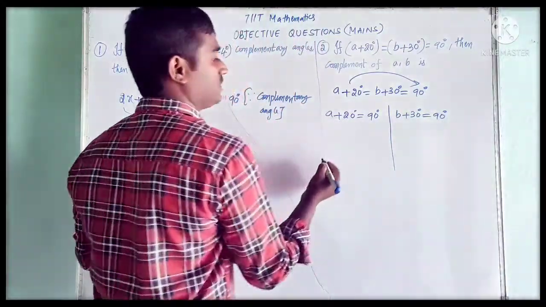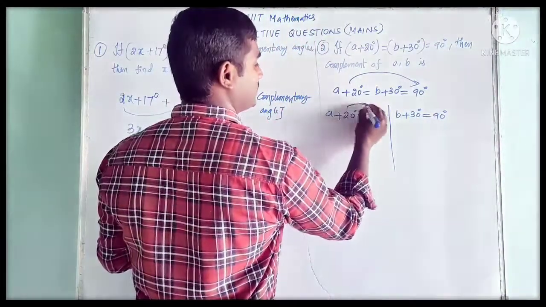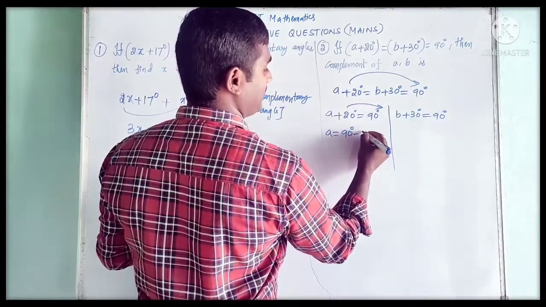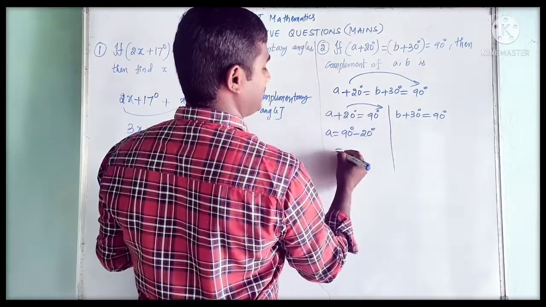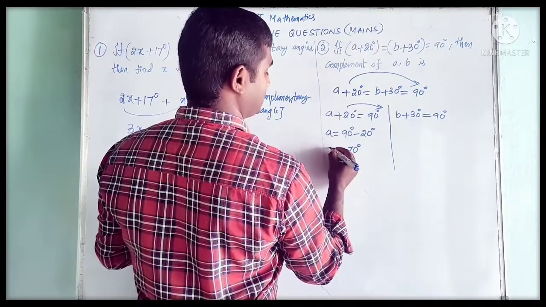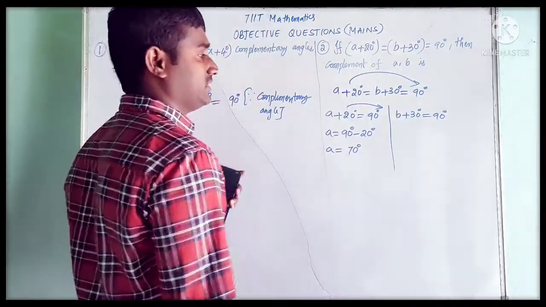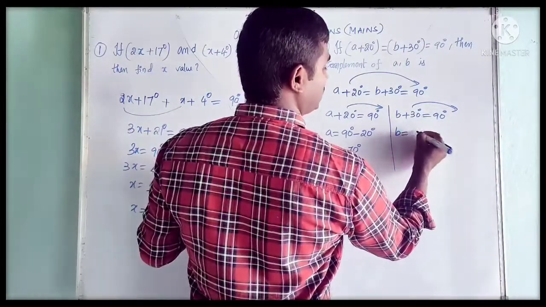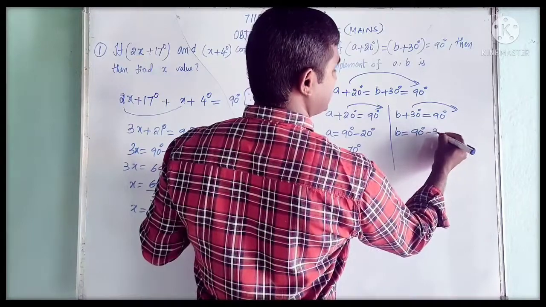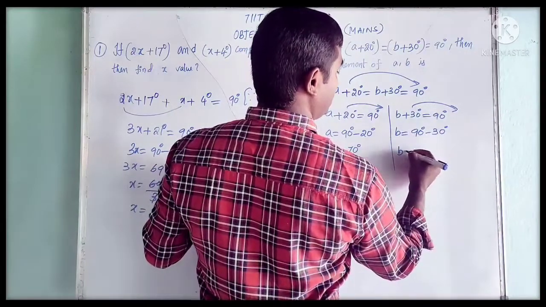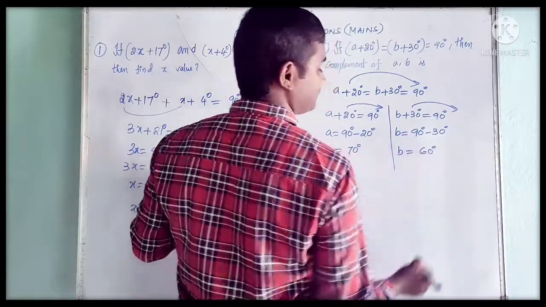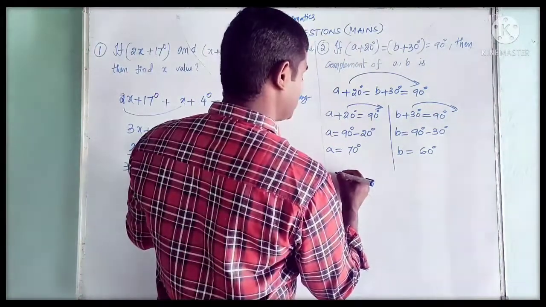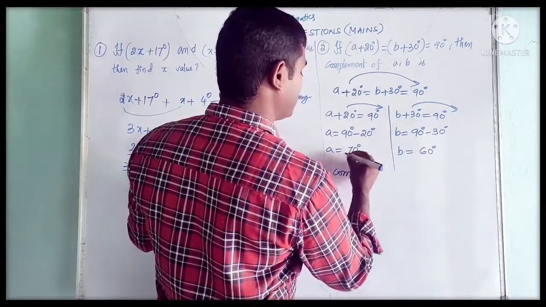Now a plus 20 equals 90. If you transpose the 20 to the right side, a equals 90 degrees minus 20 degrees, which is 70 degrees. Then b plus 30 equals 90, so b equals 90 degrees minus 30 degrees, which is 60 degrees.